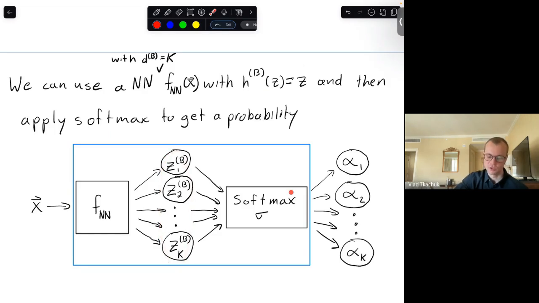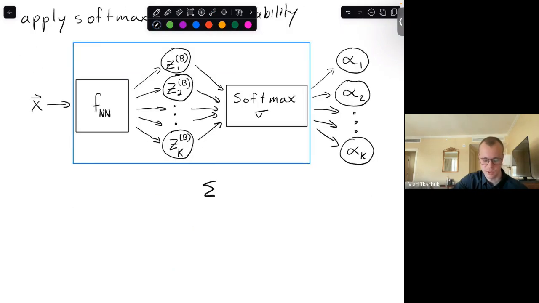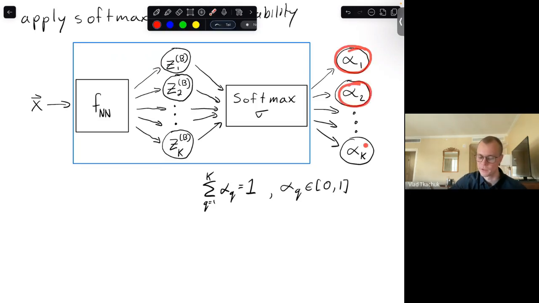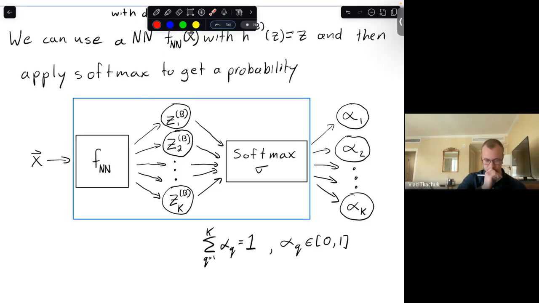These will then be mapped to the softmax, which will convert them into K numbers that all sum to 1 and are between 0 and 1. Just to remind you, if you take the sum from Q equal 1 to capital K of all these alphas, which are the outputs of the softmax, the property is that they sum to 1, and each of these alpha Qs is between 0 and 1. So you can think of them as representing the probabilities of the particular token Q. And yeah, so that's what happens.